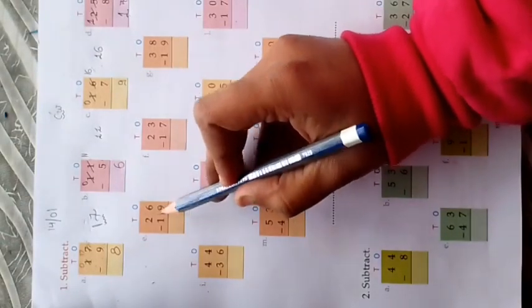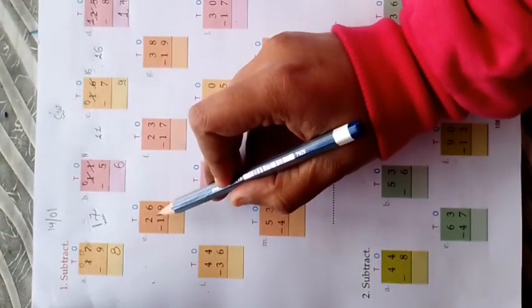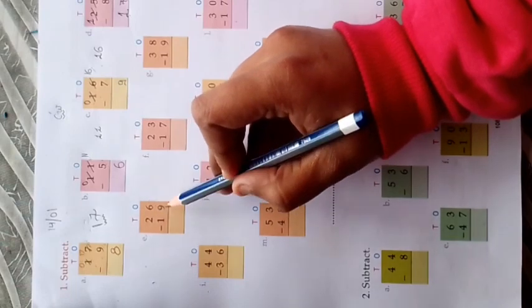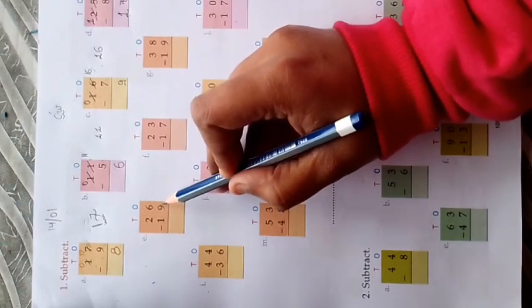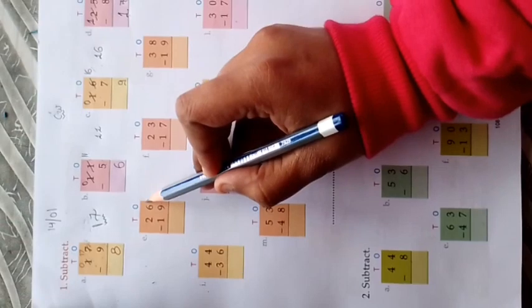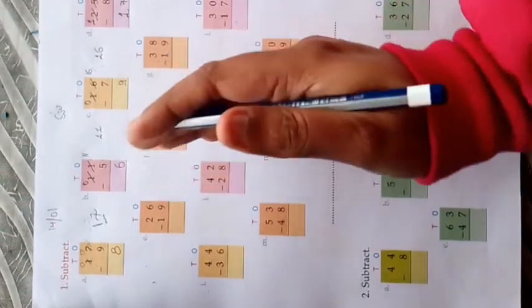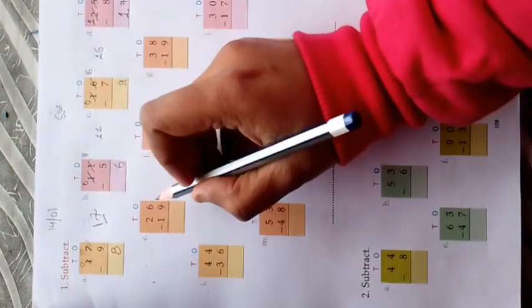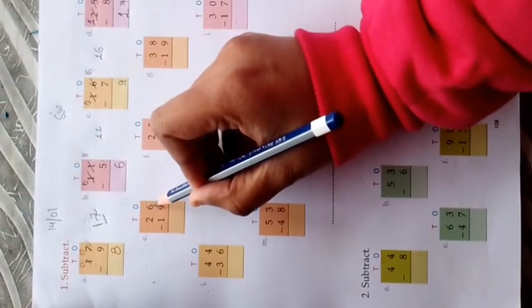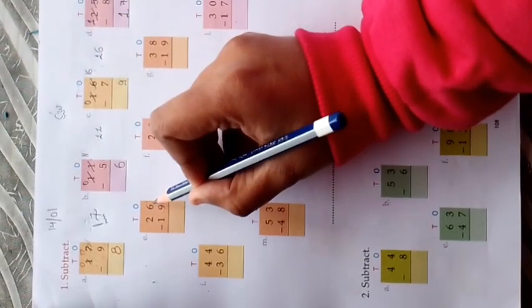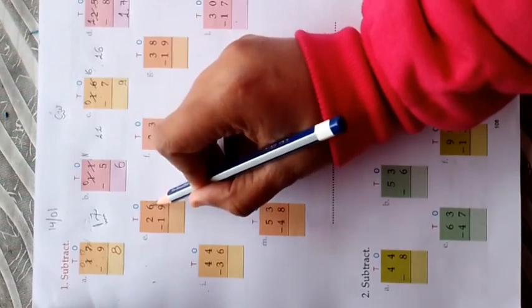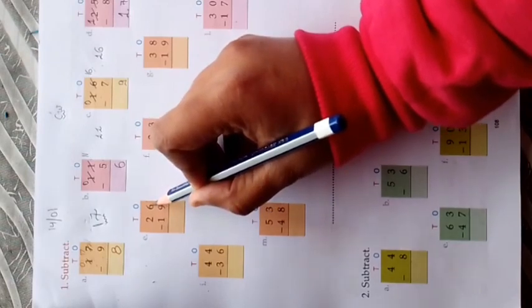Question number E. In question number E, we have to subtract 26 and 19. We have to subtract 19 from 26. So how we are going to do this? We will solve first from the right side. From the right side we have to start. So on the right side 6 is given here. We have to subtract 9 from 6. कर सकते हैं? No.